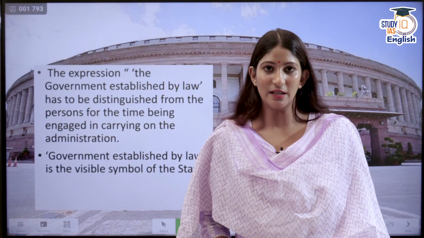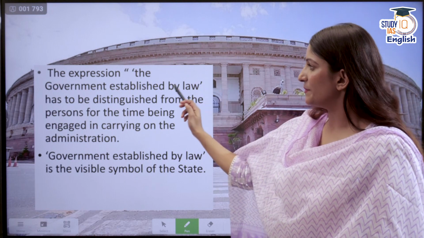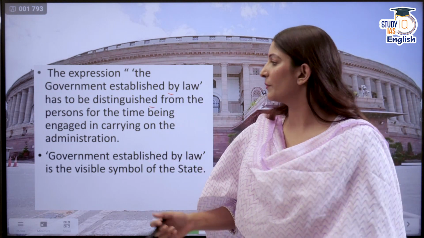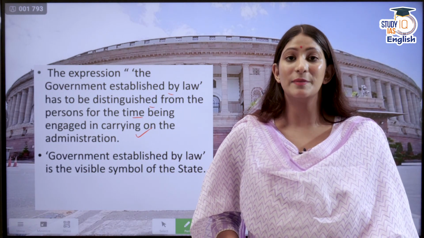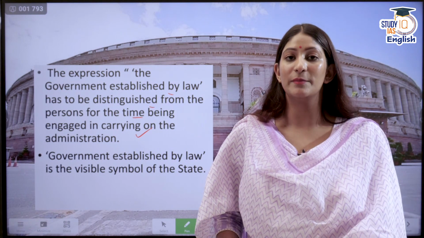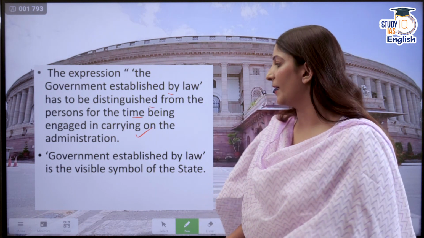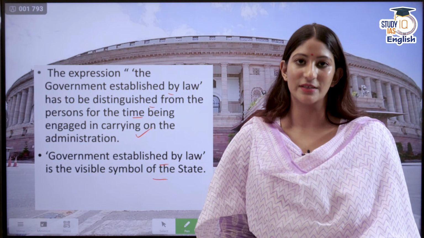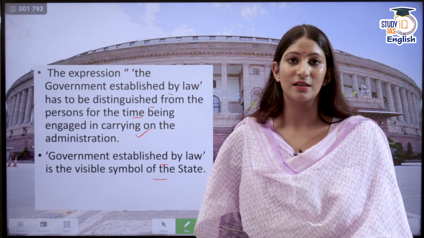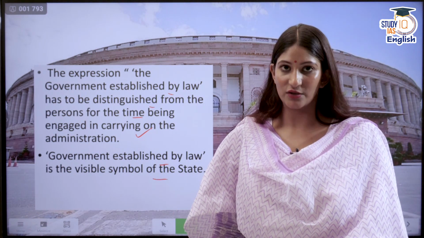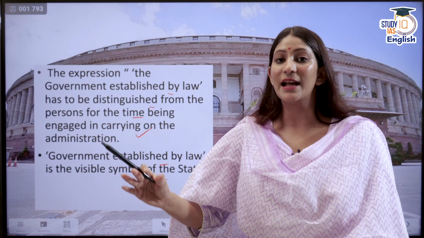So 7 principles have been given by the Supreme Court where we can actually not apply sedition. The expression the government established by law has to be distinguished from the person for the time being engaged in carrying out administration. Because if the person who is carrying the administration of that area is not being identified as the government of India, then sedition cannot be applied. Government established by law is the visible symbol of the state, like DM, DSP. These are a part of the state. So the person who is carrying out the administration has to be distinguished from a person who is symbolizing the government of India.